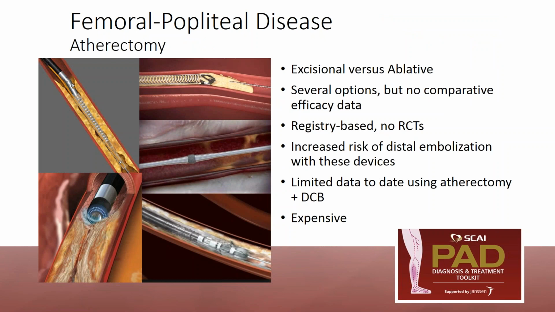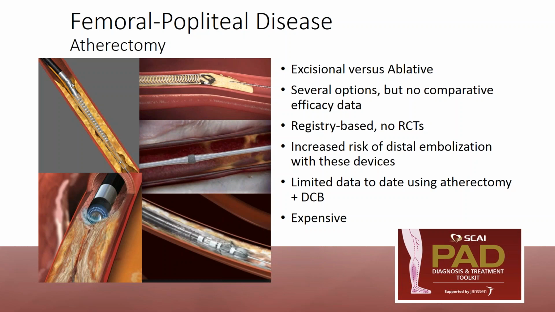Well, atherectomy comes in a variety of forms, both excisional versus ablative. There are several options out there, but I think it's very important for operators to understand that there's no comparative efficacy data. There are actually no randomized controlled trials using these devices at all. It's all registry-based. And the key thing about atherectomy is that the removal of plaque does involve some risk of distal embolization with these devices. Specifically recommended, or at least generally practiced, is for directional atherectomy to have some embolic protection device placed as well, because distal embolization definitely does occur.